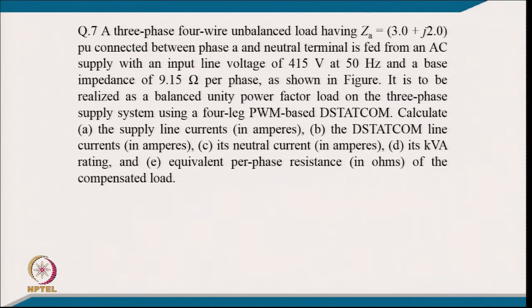Coming to another example of a 3-phase 4-wire unbalanced load having a ZA equal to 3.0 plus J 2.0 per unit connected across the phase A and neutral terminal, fed from AC mains with an input line voltage of 415 V, 50 Hz, and a base impedance of 9.15 ohm per phase as shown in the figure. It is to be realized as a balanced unity power factor load on the 3-phase supply system using a 4 leg based DSTATCOM. To calculate the supply line current, DSTATCOM line current, its neutral current, kVA rating, and equivalent per phase resistance after the compensation, because the compensation provides the neutral current compensation as well as balancing the load and unity power factor on the 3 lines.